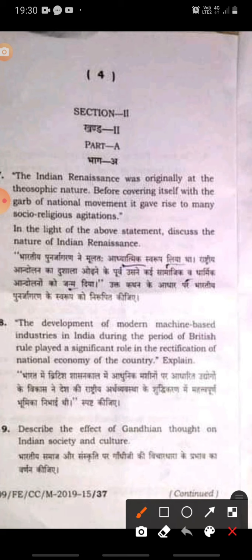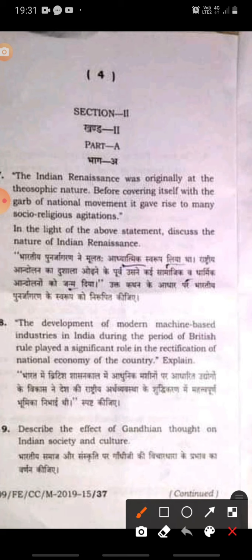Eighth question: the development of modern machine-based industries in India during the period of British rule played a significant role in the rectification of the national economy of the country. Explain. So you have to write about the industrialization process during the national movement, and also the significant role British rule played during the industrialization or deindustrialization. You can write these facts into your answer.